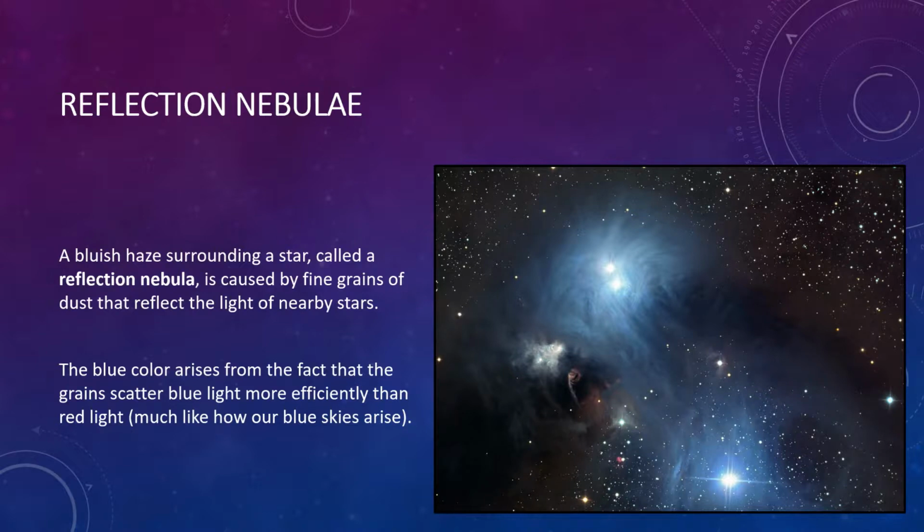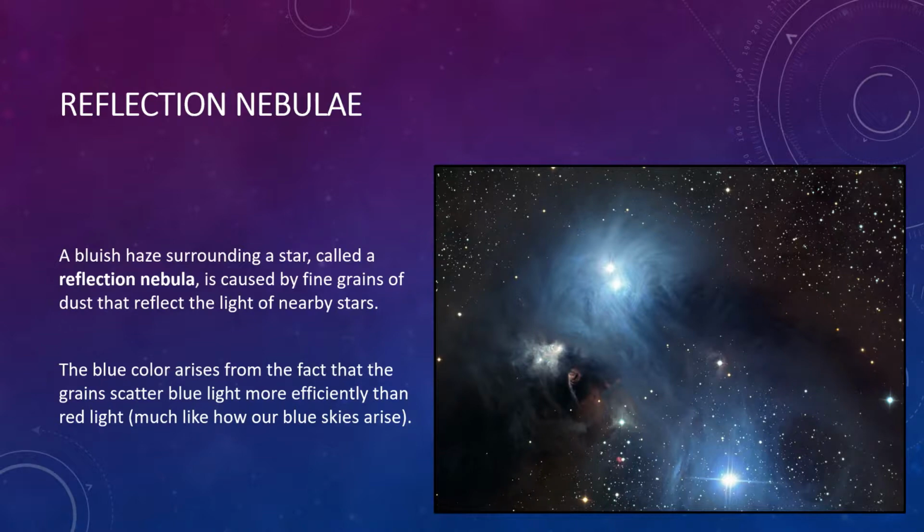The grains are only about 500 nanometers across, no larger than a typical wavelength of visible light, and they scatter short wavelength blue light more efficiently than long wavelength red light. Hence, reflection nebulae have a characteristic blue color, much like our sky has a blue color in the daytime because the blue light is scattered. We previously discussed how a similar process, the scattering of sunlight in our atmosphere, gives rise to the blue color of the sky. So it's a similar process.